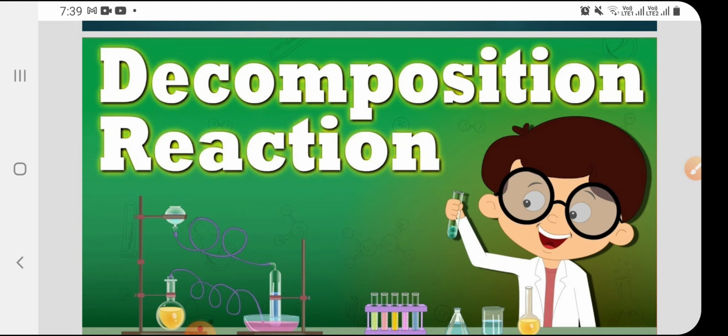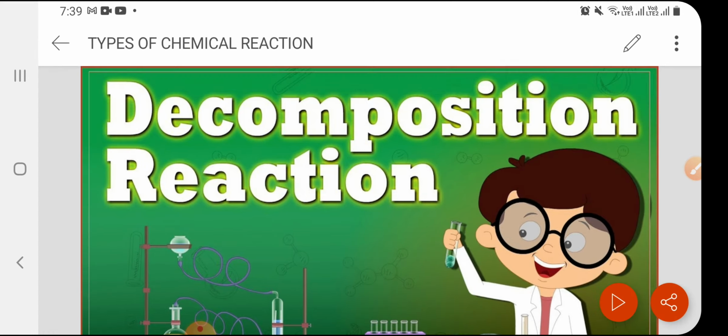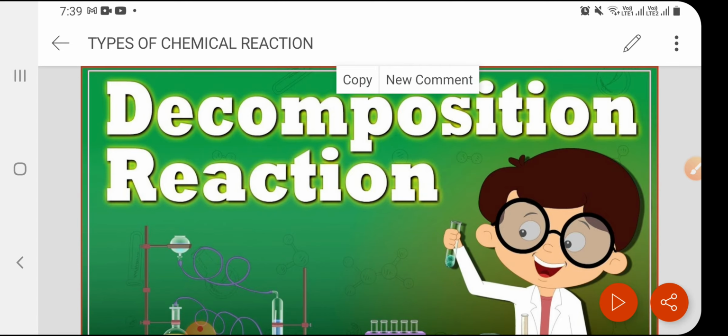For splitting the compound, we need to give some energy. It might be through heat, sunlight, or electricity. So decomposition reactions are basically of three types: thermal decomposition, photolytic decomposition, and electrolytic decomposition. In the next video we will see what decomposition reactions are and how they work.